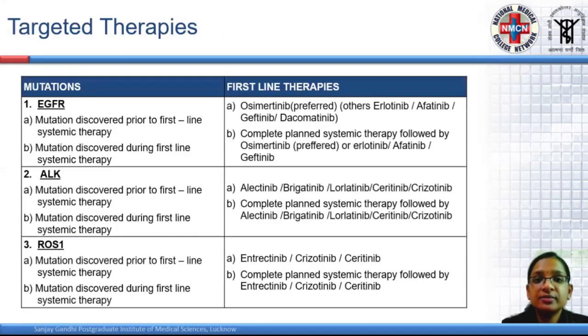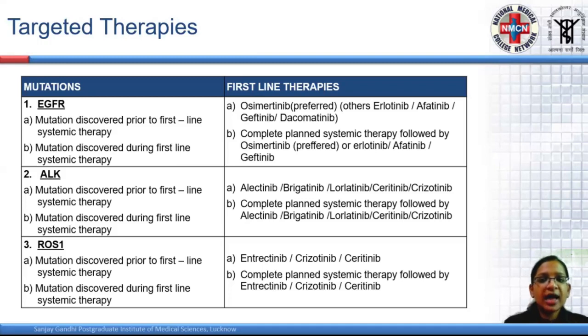There are various targeted therapies which are also available in carcinoma lung. First we'll see EGFR mutation. If the mutation is discovered prior to first line systemic therapy, osimertinib is preferred, and others include erlotinib, afatinib, gefitinib, or dacomitinib. If the mutation is discovered during first line systemic therapy, then we should complete the planned systemic therapy followed by the above drugs like osimertinib or erlotinib, afatinib, and gefitinib.